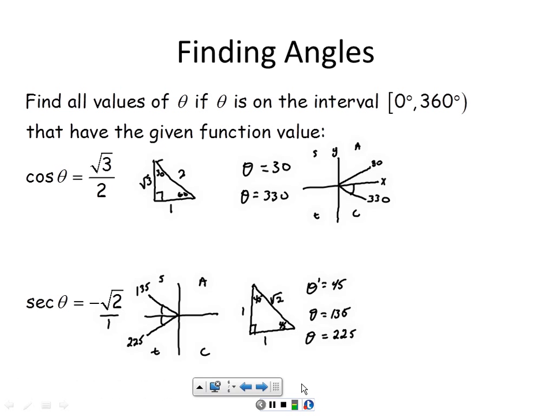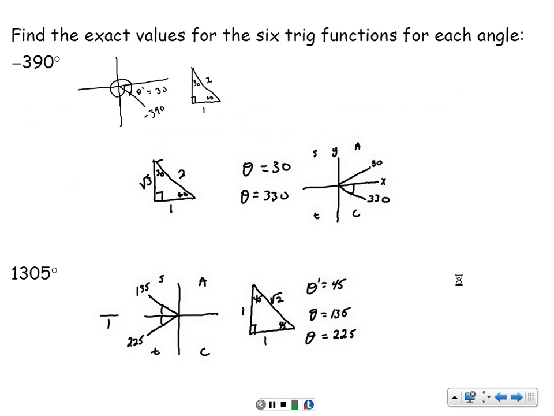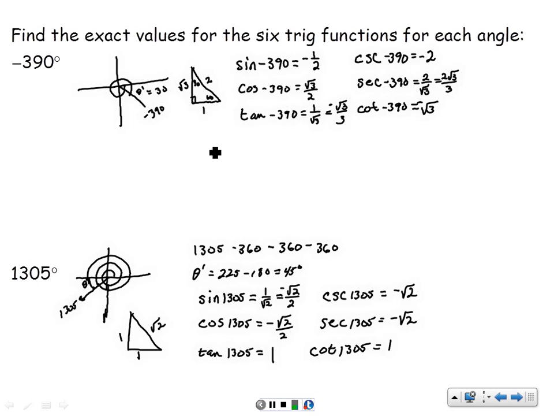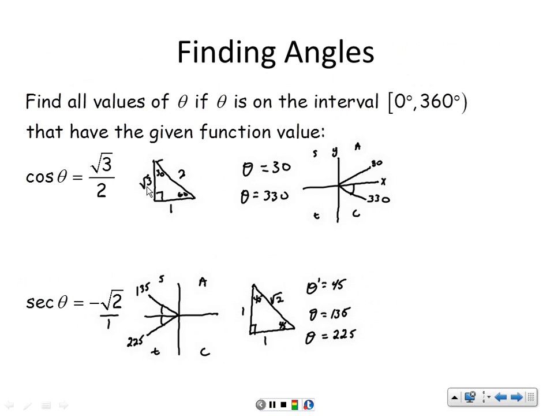You're actually looking for your angles. And what's the difference? Well, in the previous slide, they gave us the angle and we were looking for the values. This time they're giving us the values and we're looking for the angle. So you kind of have to work backwards, and signs do come into play here.